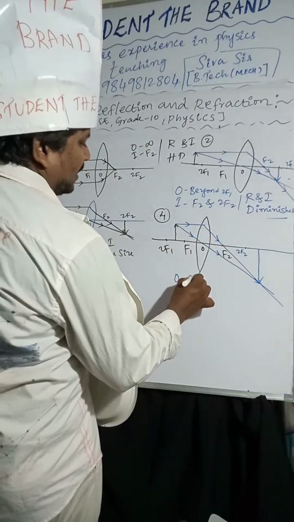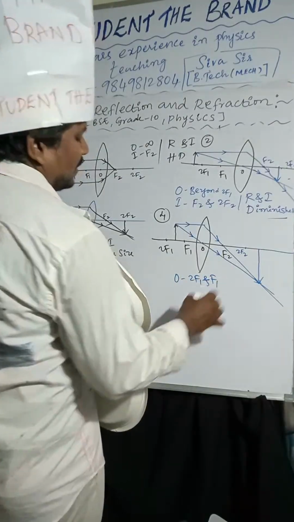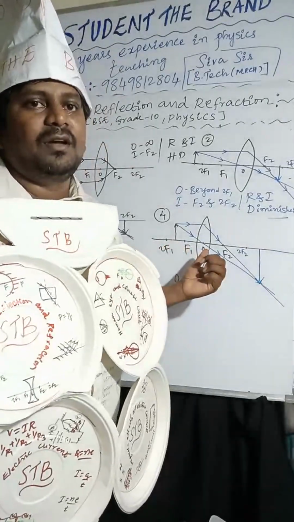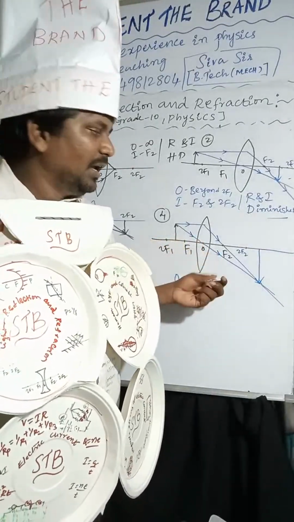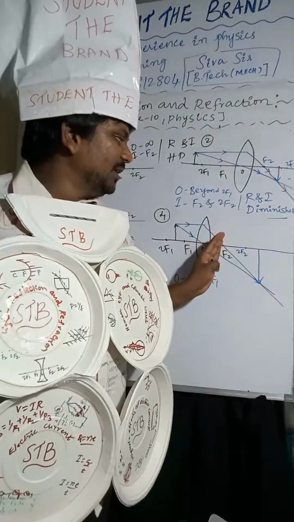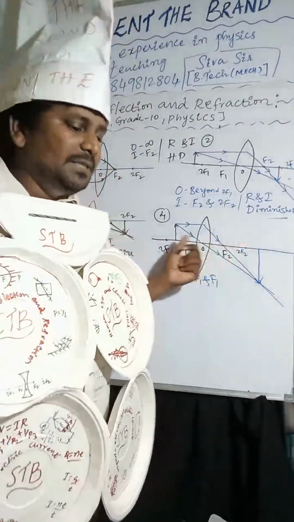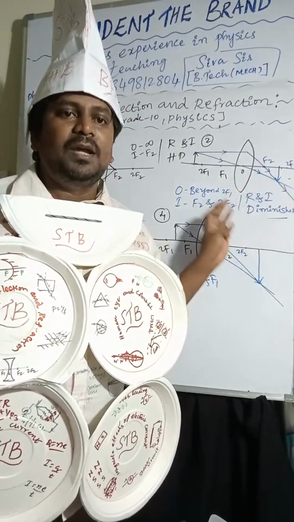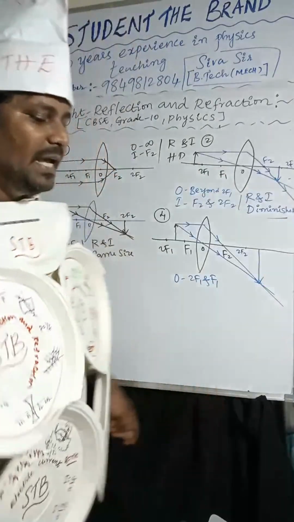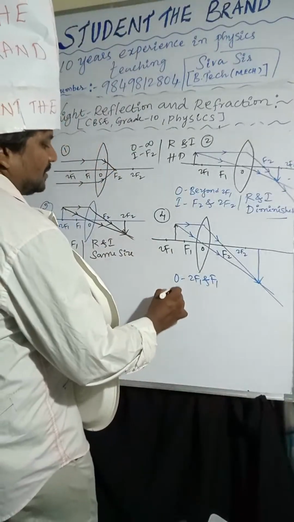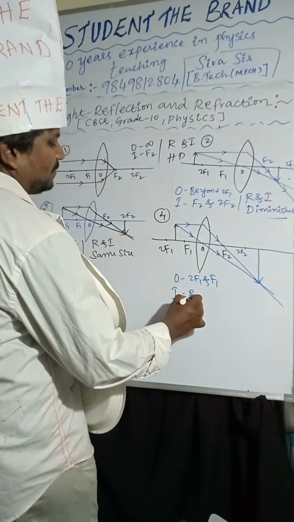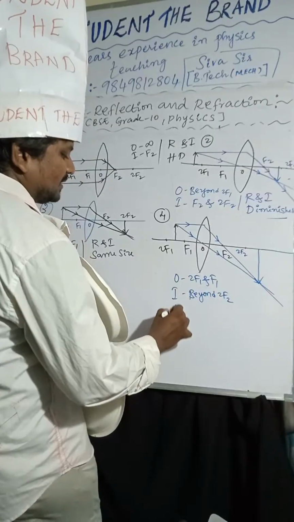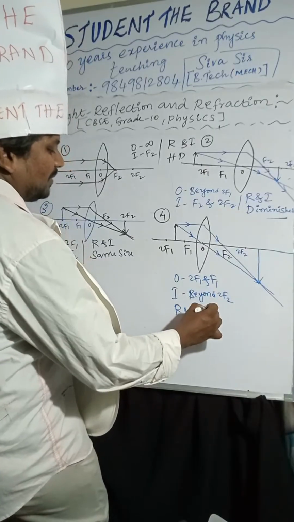The object is placed between 2F1 and F1. The image will form beyond 2F2. Once again, the object is placed between 2F1 and F1, and the image will form beyond 2F2. The nature of the image is real and inverted. The size of the image is large.